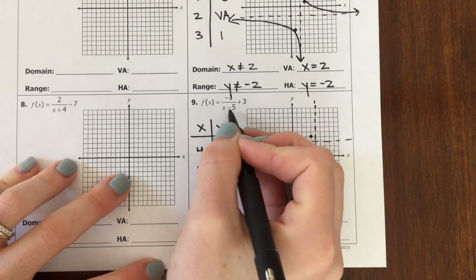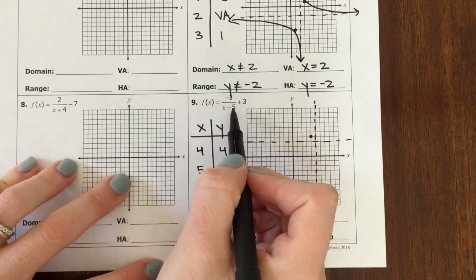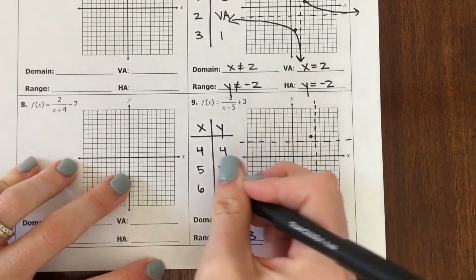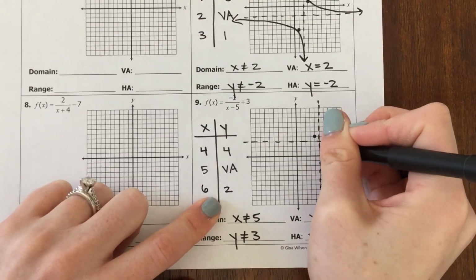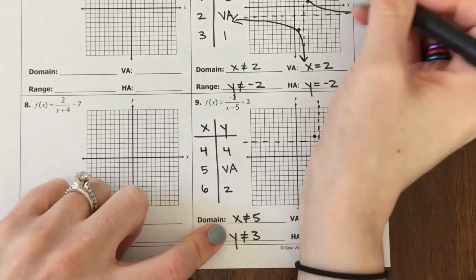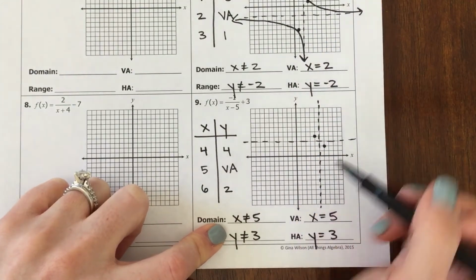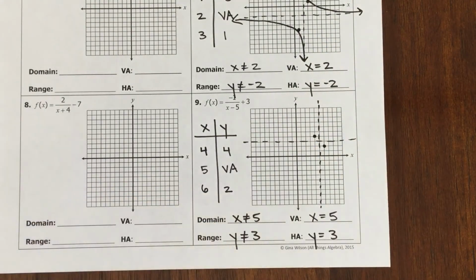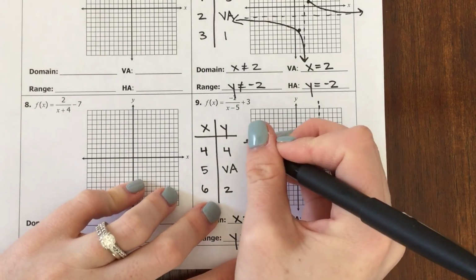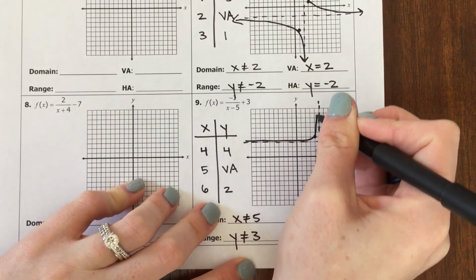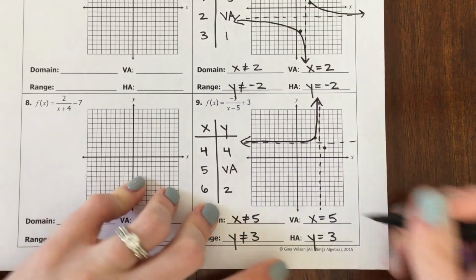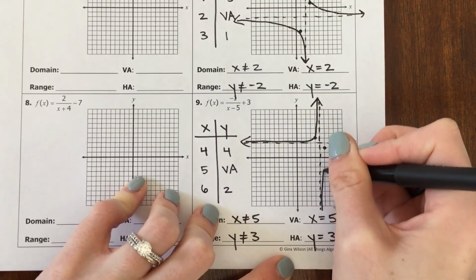And then 6 minus 5 is 1. -1 over 1 is a -1. And then when I add 3, I get 2. So that 6, 2 goes right here. So notice these ones are opposite from these ones right here. They're in the opposite corners, and that's because of this -1. So that's what the reflection does, it flips them to opposite corners. So connect the dots right here, use those dotted lines as a guide, and this is what our hyperbola looks like for number 9.